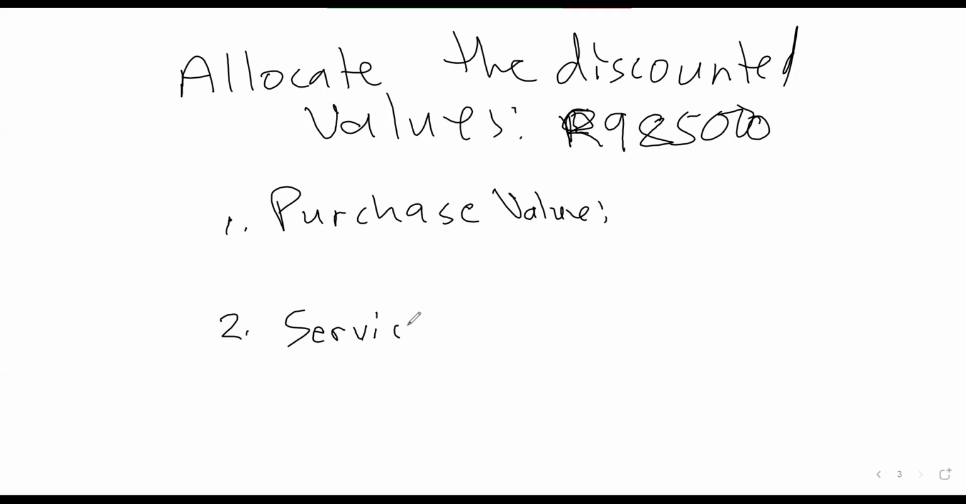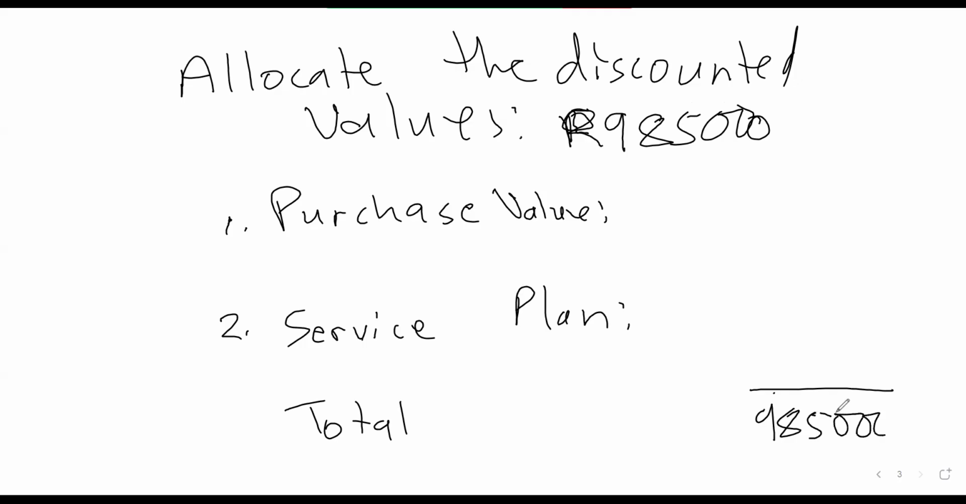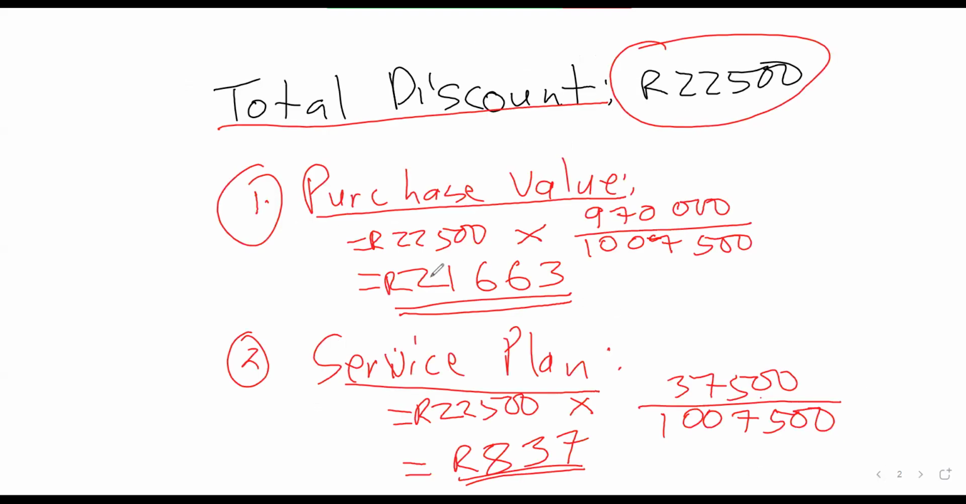So far, so good. All in all, this is supposed to give us a total of 985,000 rands. We are together there. So how do we calculate those values, if we have these discounts in place? That's what we are trying to establish. So it's going to be very, very simple.